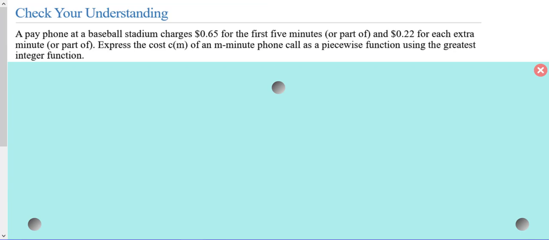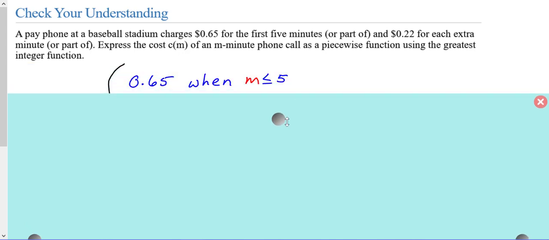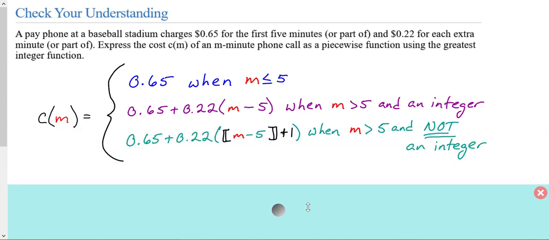So this one I want you to try on your own. A payphone at a baseball stadium charges 65 cents for the first 5 minutes or part of, and 22 cents for each extra minute or part of. Express the cost, C of m, of an m-minute phone call as a piecewise function using the greatest integer function. Pause your video and attempt this. Check your understanding. Hopefully, when you attempted to solve this, you ended up with the following piecewise function.